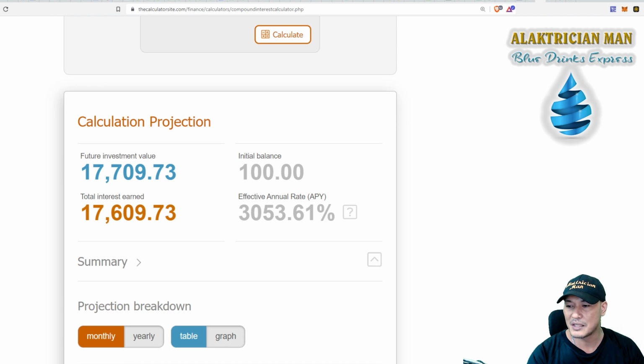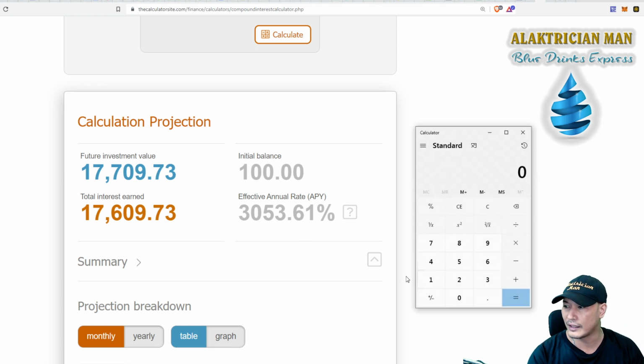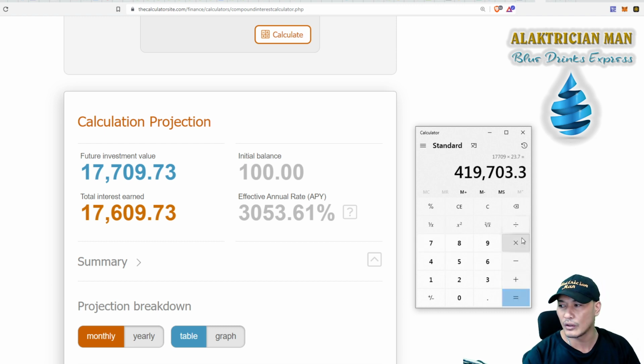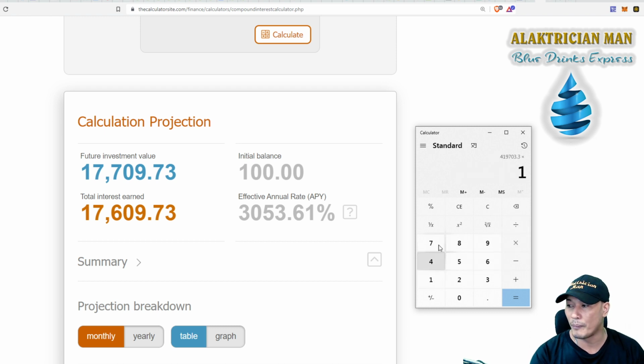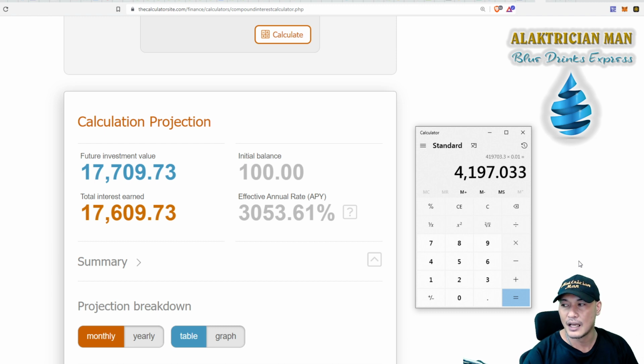17,709 coins. Let's bring up the old calculator and we'll work that out again. 17,709 coins times 23.7. And you're now looking at $419,703, of which you are earning 1% per day, approximately. So that's $4,197 a day, which again deserves another shot of the blue drinks.